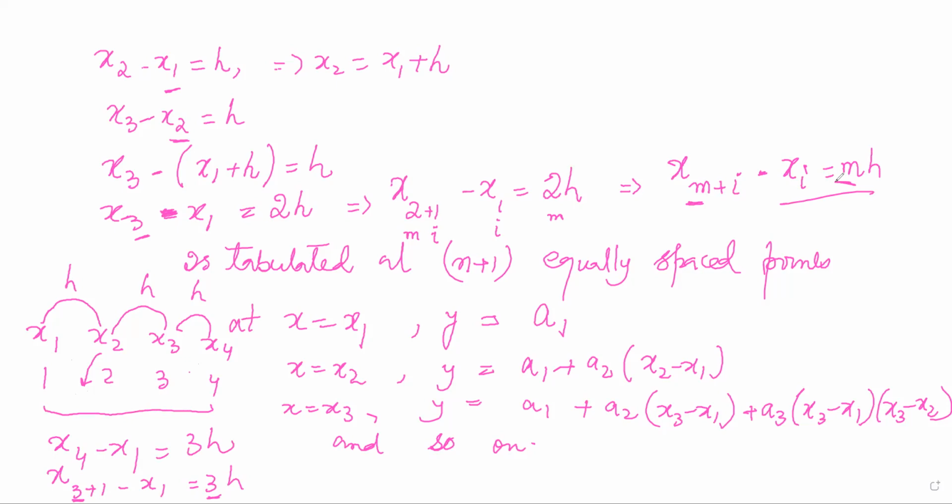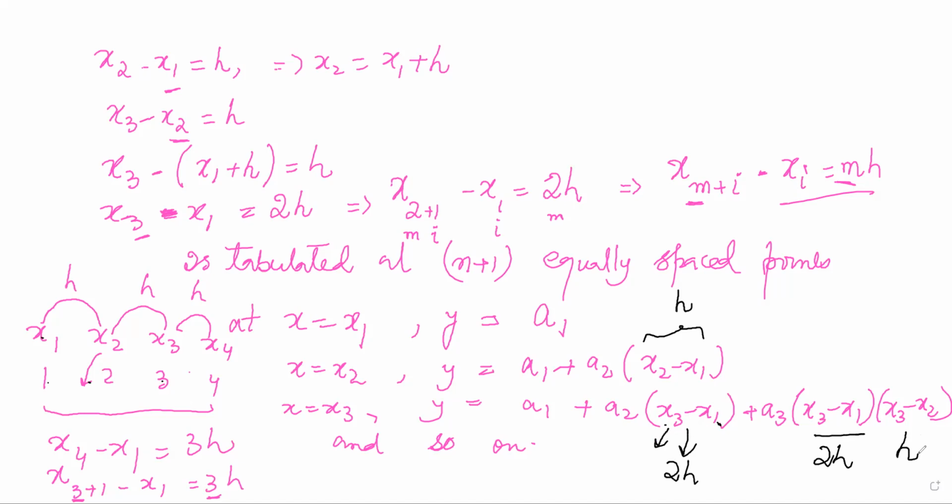Based on this, if you look here, you have x2 minus x1, that's equal to h. Then you have x3 minus x1, and this is quite important now. x3 minus x1 is h plus h, so you can write this as 2h, and x3 minus x2 you can write as h.